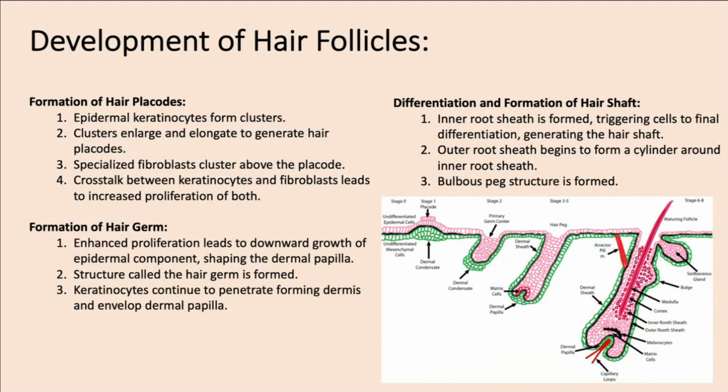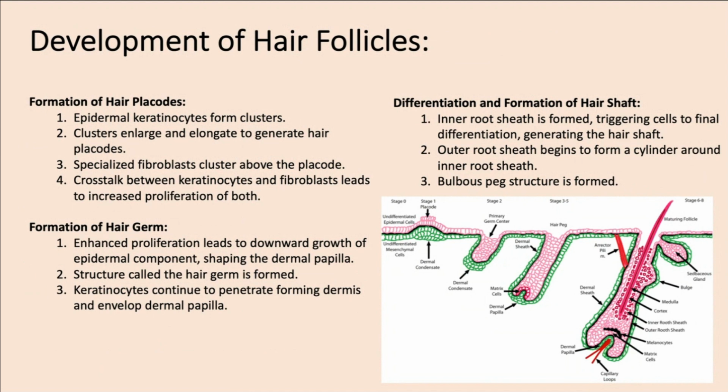Okay, then the development of the hair follicles. They first form hair placodes. The epidermal keratinocytes form clusters. These clusters then become larger and longer, and they generate what we know as hair placodes. Then after that, there are specialized fibroblast clusters above the placode. Remember, we said that the fibroblasts are helping in developing the dermal layer, developing their connective tissue within the dermal layer.